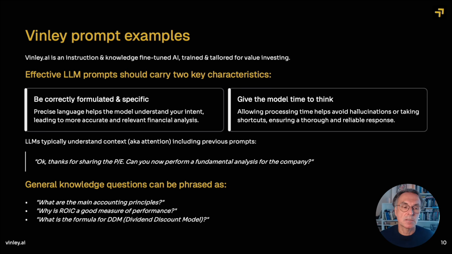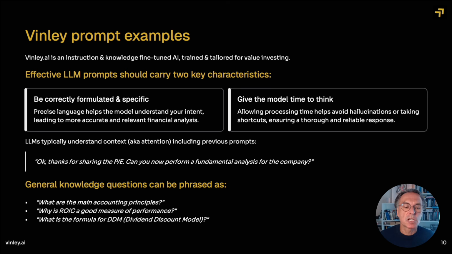I mean, what I've learned doing prompt engineering courses as well is that effective prompts typically carry two characteristics. The first one is to be correctly formulated and specific, so as explicit as possible. Avoid having implicit prompts, and also give the model time to think, specifically when it is a complex prompt that will require a lot of processing. You have to tell explicitly to the prompt, take your time, do not rush to provide the results, for example.